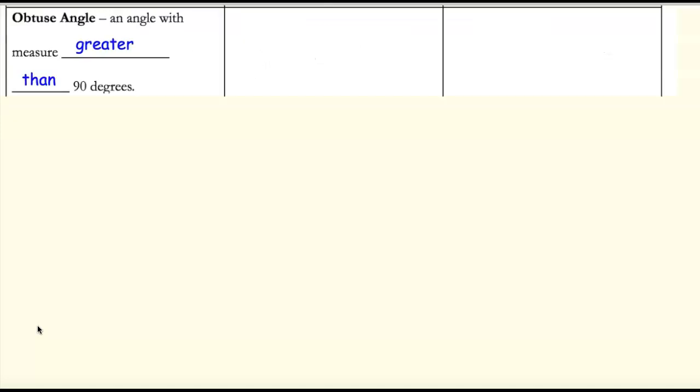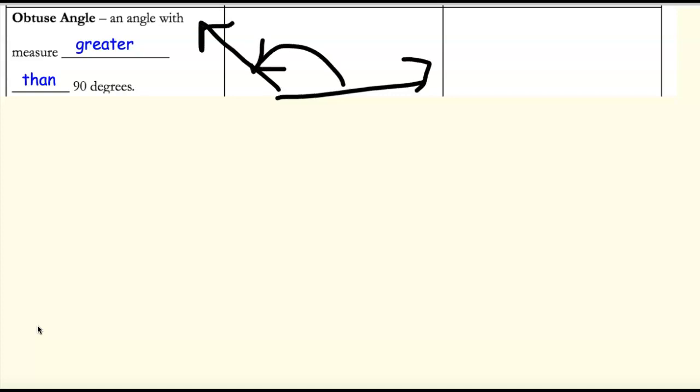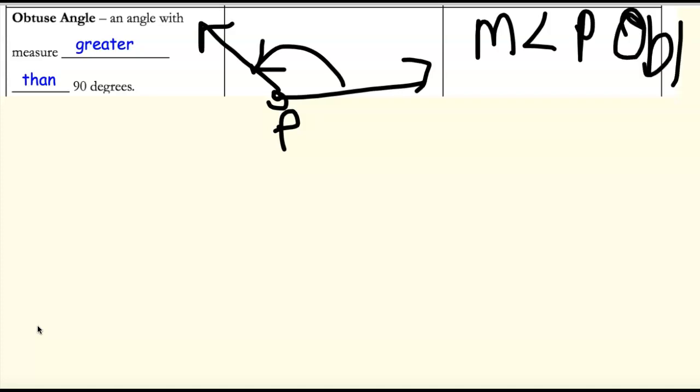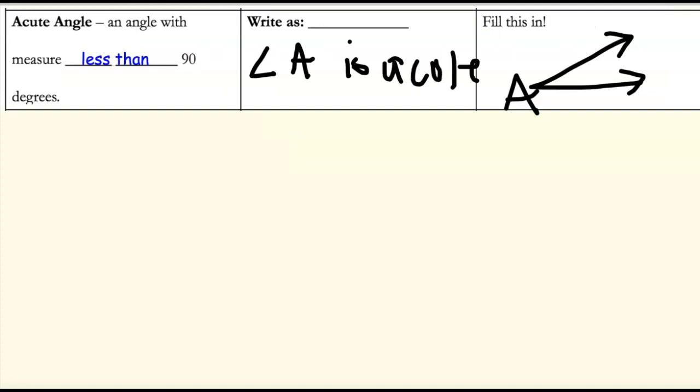We have an obtuse angle, and again, this is just something greater than 90. So you're looking here that this measures something greater than 90. So if I call this P, you could say the measure of angle P is obtuse. Sorry, I'm running out of room. I forgot I should add that to this last screen, that we should put an M here, because that's talking about the measure, or how big it is.